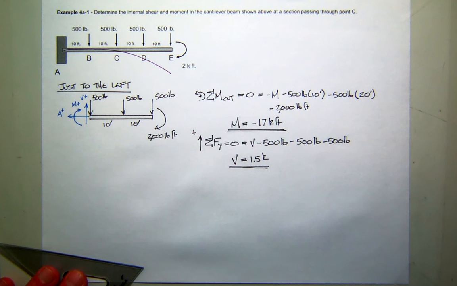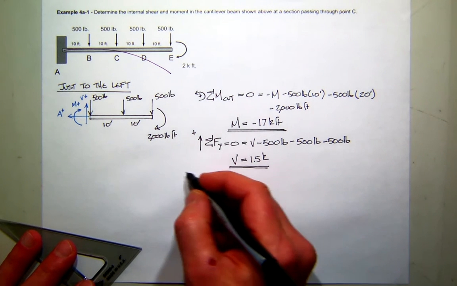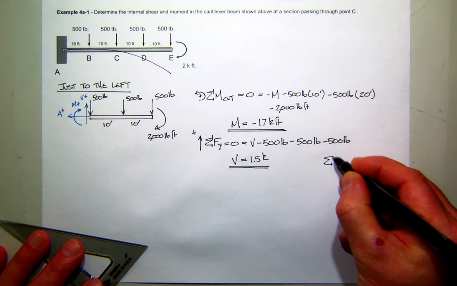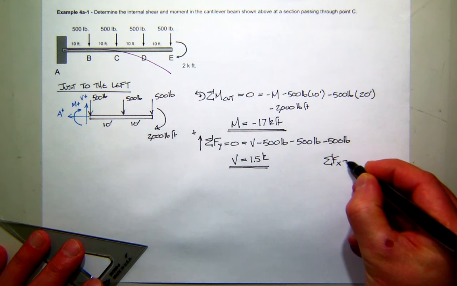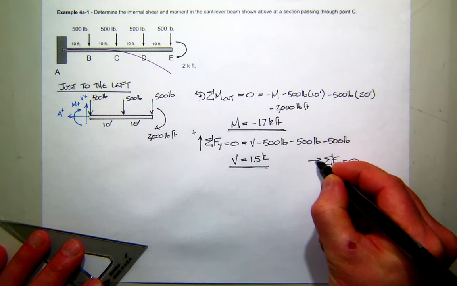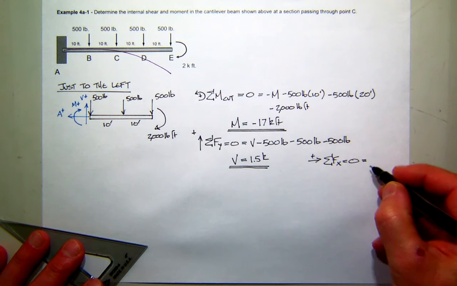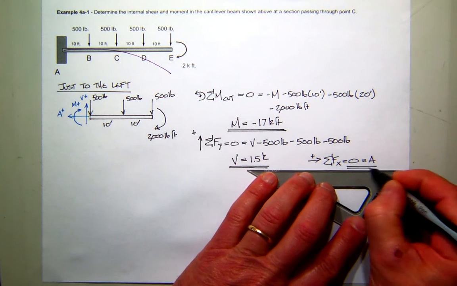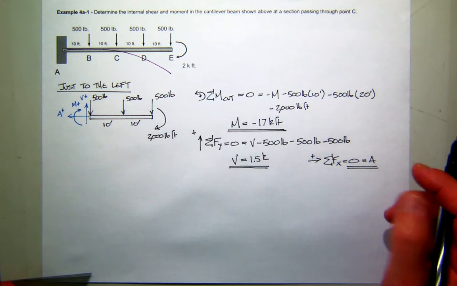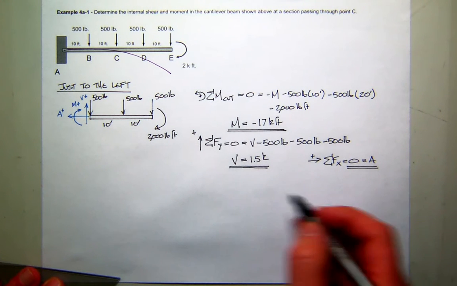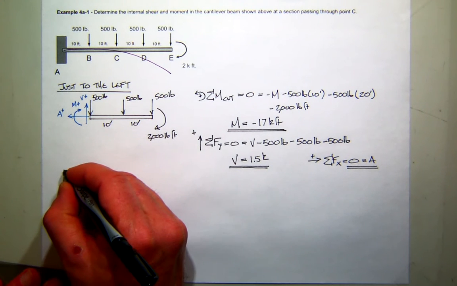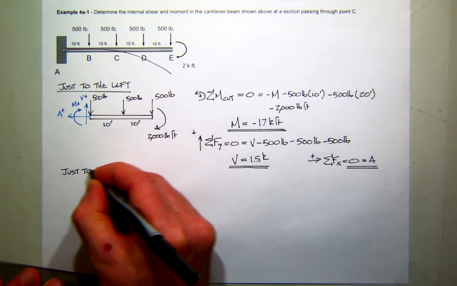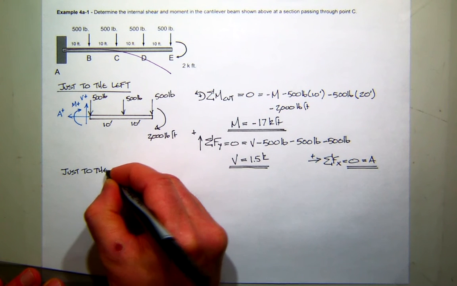Okay, so let's see what happens now. I should probably finish this off. I think you can see that if you sum forces in the x direction and set those equal to 0, what do you get? You just have the axial force. So in this particular problem, there is no axial force. So now let's redo this and look just to the right.